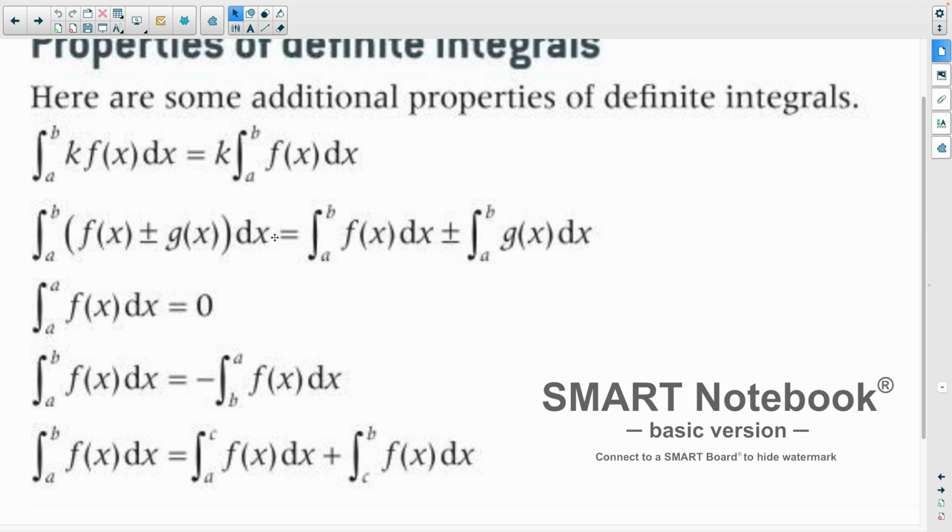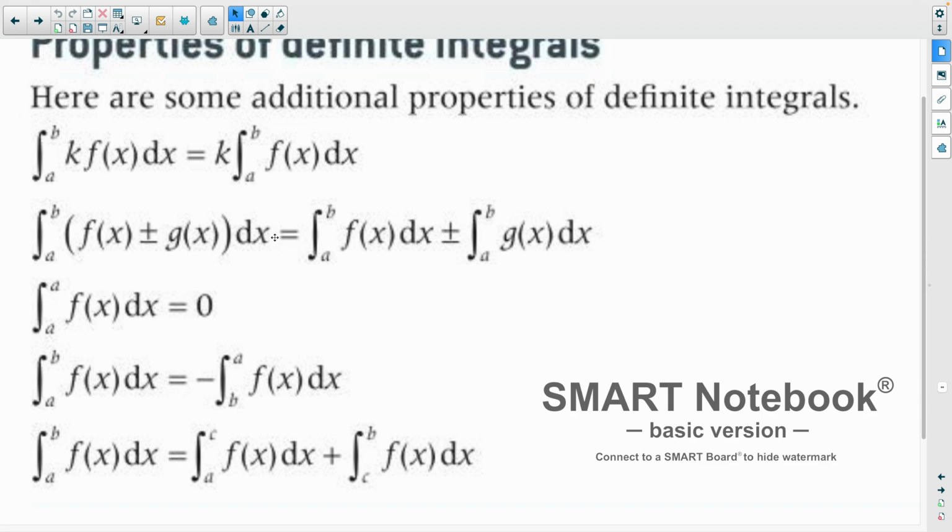The next one is adding and subtracting. And so if I'm adding and subtracting functions that have the same boundaries, so they can't have different boundaries, they have to start in the same spot, I could have f of x plus g of x, or I could have f of x minus g of x, and I would find the area of one plus the area of the other, or subtract, depending on what it says. Okay?